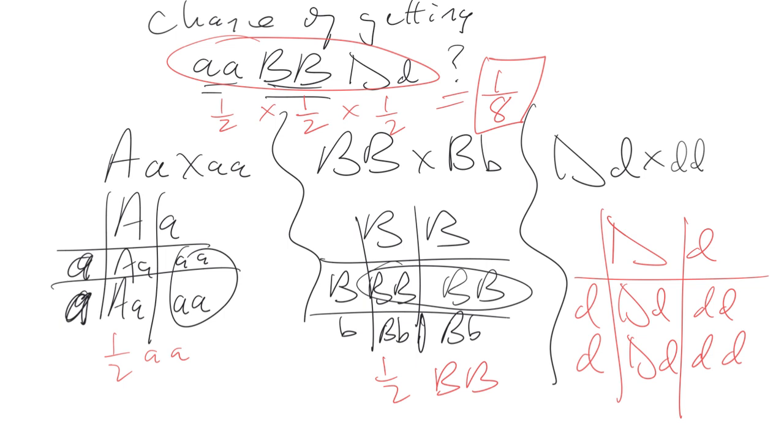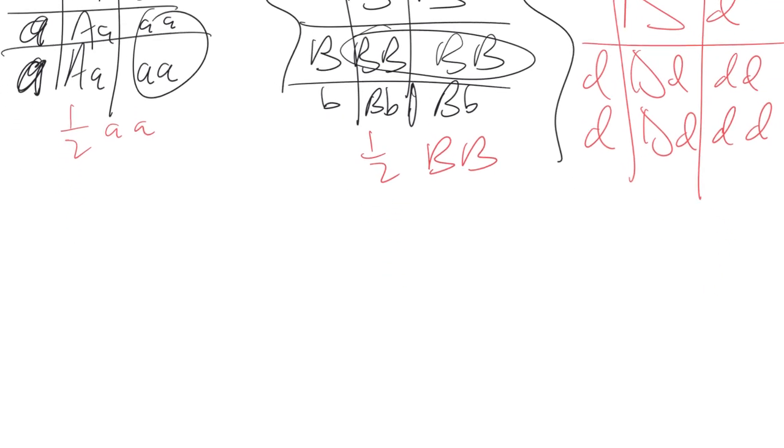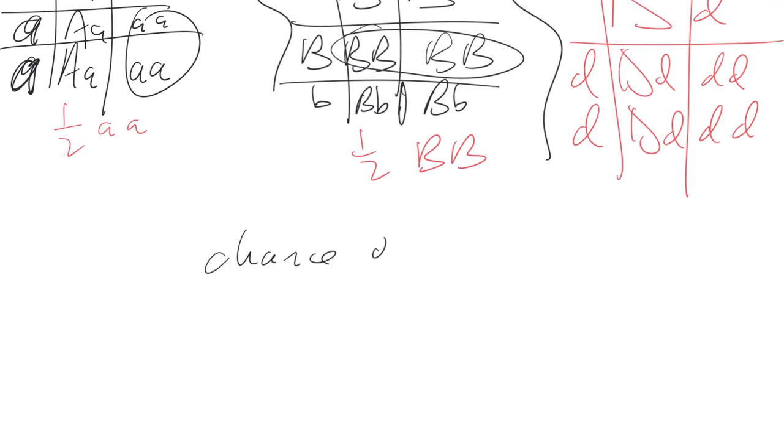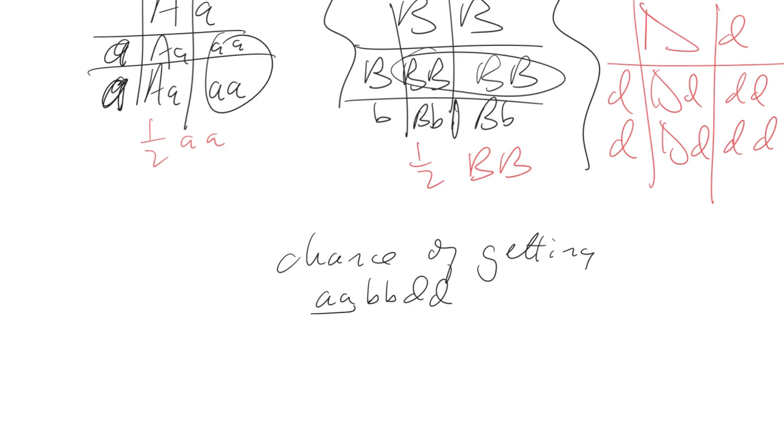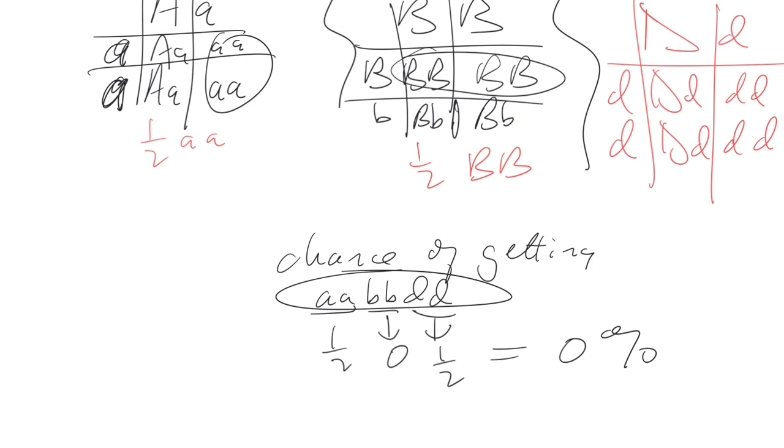With the same cross, what if I asked you, what's the chance of getting little a, little b, little b, little d, little d? Well, let's do the same thing. Little a is 1/2. I mean, I did the work already up there. Little b, ooh, no chance at all, 0. Little d, 1/2. 1/2 times 0 times 1/2 is 0. 0% chance of getting that.